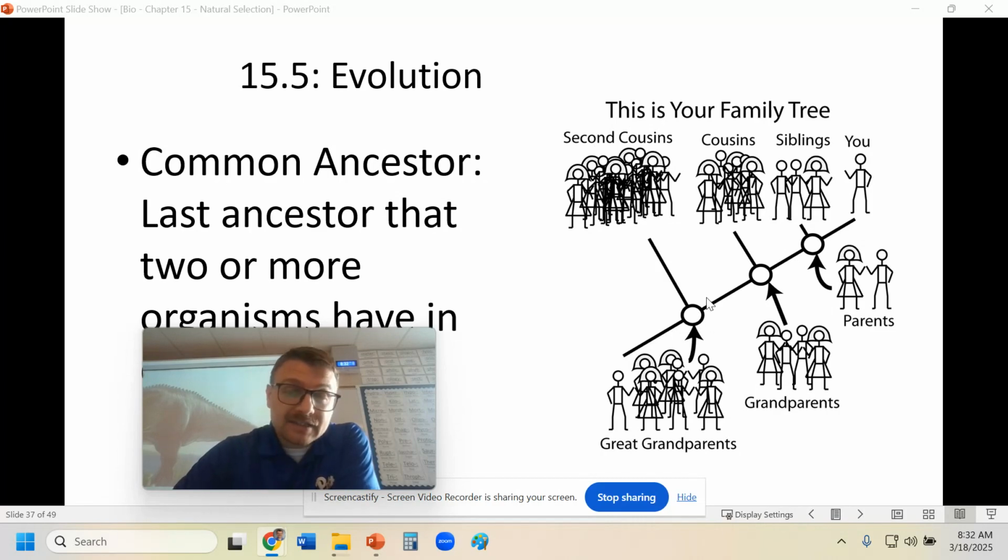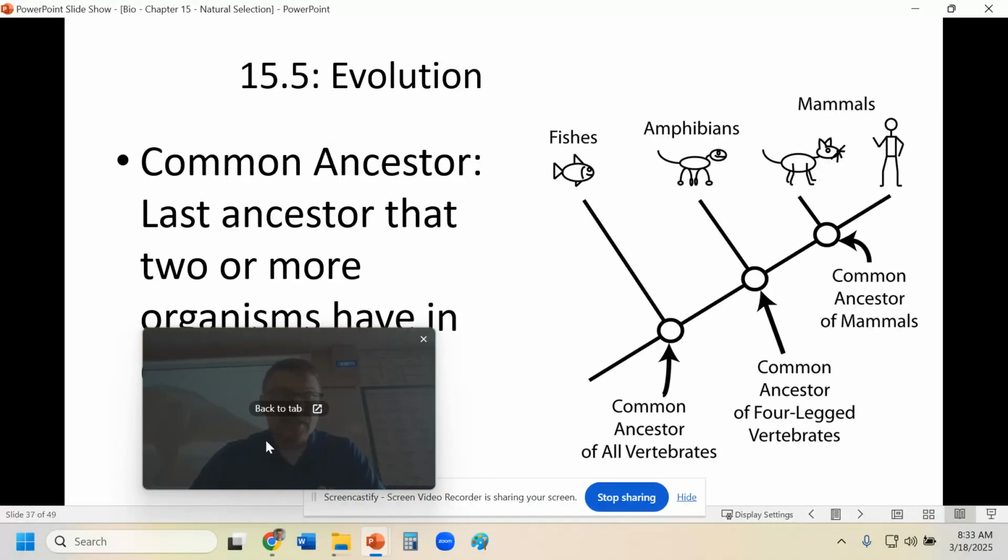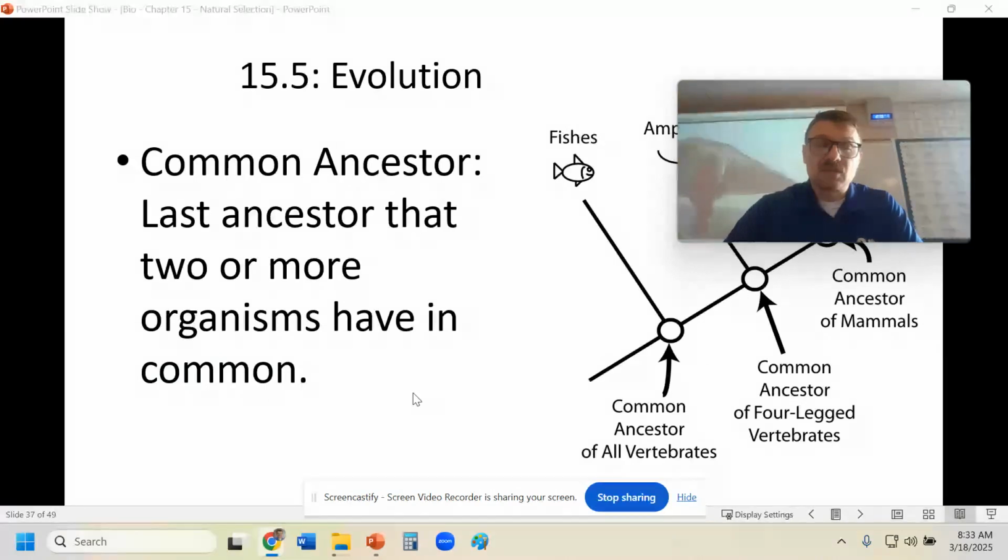So the further you go back in time, the more people you're related to. Same thing with how humans are related to all mammals. We have a common ancestor with all mammals, but it lived millions of years ago. We have a common ancestor with all amphibians that lived even further back. We have a common ancestor with all fish that lived even further back. These are millions and millions of years. So the vocab term common ancestor is just asking, what organism do all of these organisms relate to? How far back do we have to go?